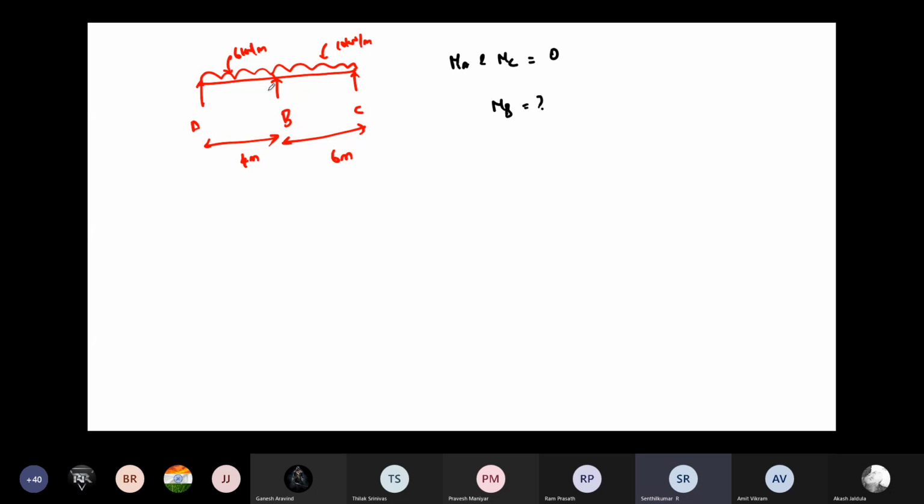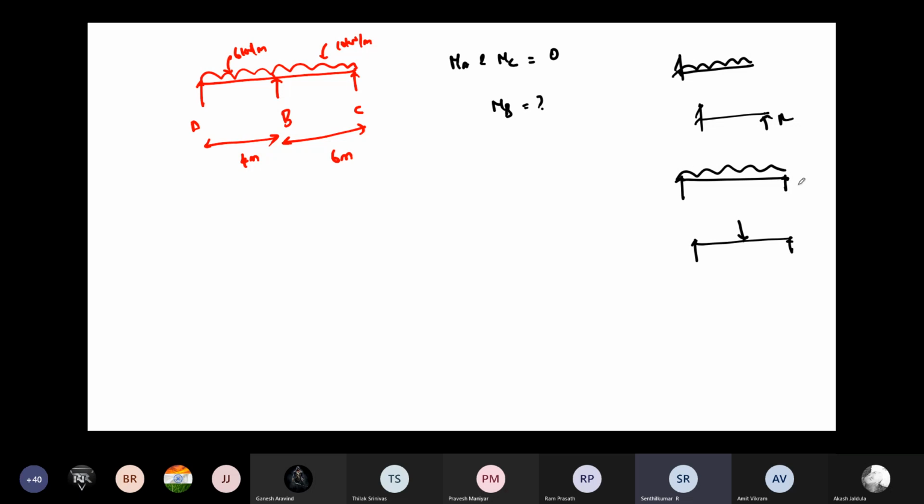Have you done this kind of procedure earlier in your previous semester? Compatibility equation method, guys. For example, a propped cantilever I told you, right? Due to this load, what is your deflection? And due to this point load, what is your reaction? And you can equate it, deflection should be equal to 0. So based on that, you can find out the reaction R value. The same thing here also.